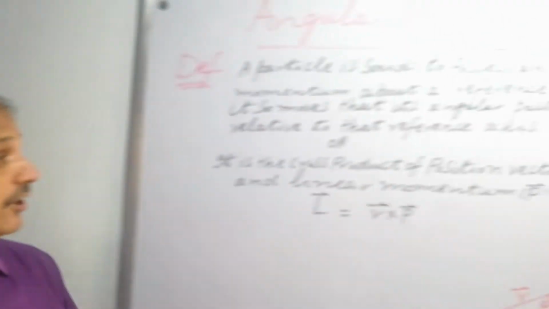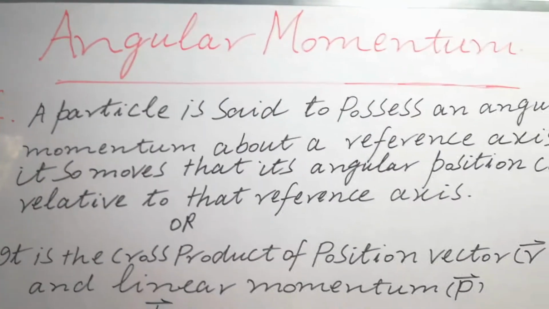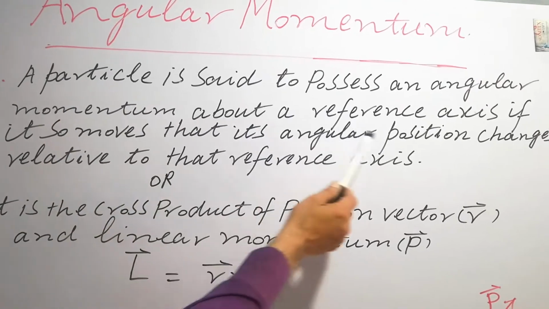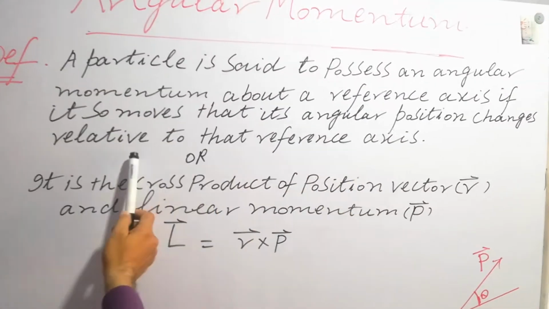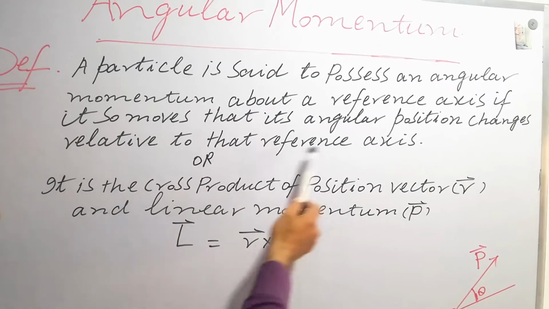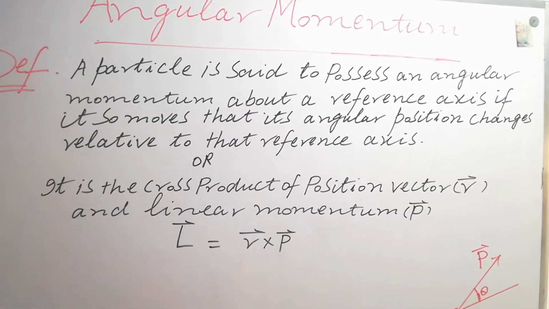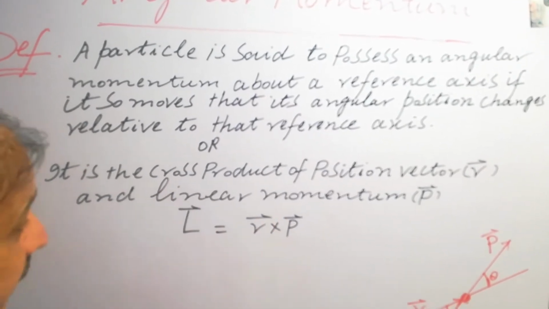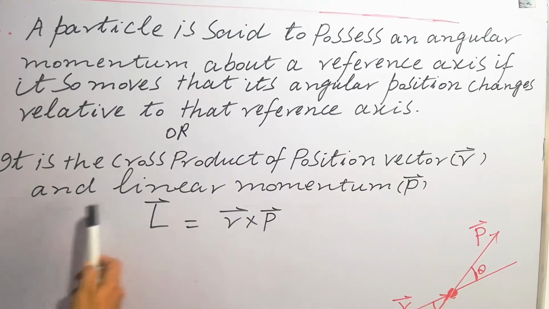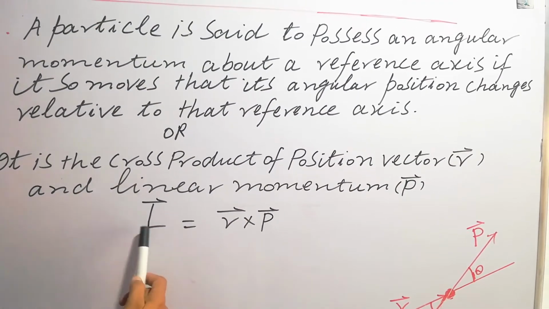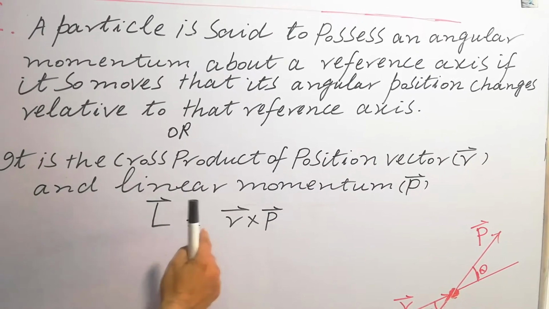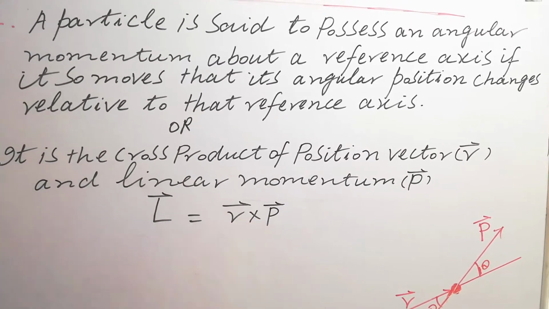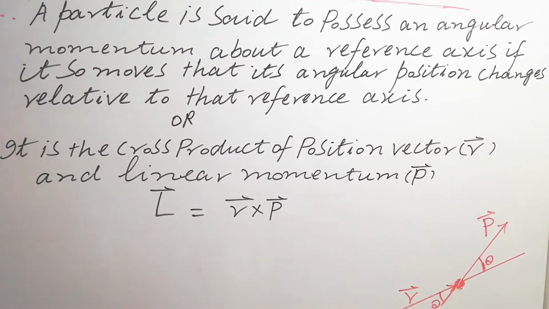Now look at the whiteboard here, students. I have written the same definitions I've just told you. A particle is said to possess an angular momentum about a reference axis if it so moves that its angular position changes relative to that reference axis. It is called angular momentum. And its another definition is, it is the cross product, vector product of position vector r and linear momentum p. So L is the angular momentum and it is the vector product of position vector and linear momentum. So L is equal to r cross p. So that is the angular momentum.